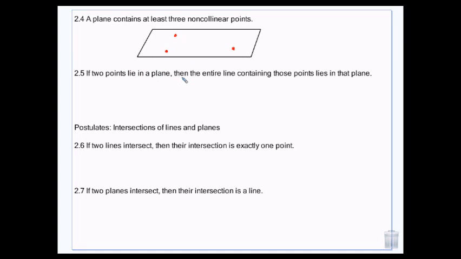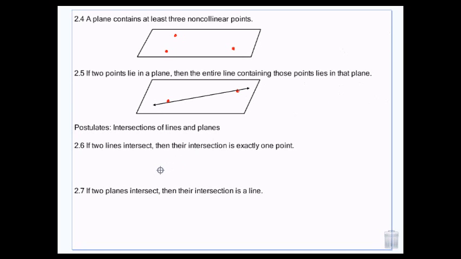If 2 points lie in a plane, then the entire line containing those points also lies in that plane. So I have a plane. I have 2 points. And I have the line, ooh, that's not pretty. I have the line going through those points. If the points are lying flat on this piece of paper, if I draw two dots on this piece of paper and then I draw a line connecting them, it's also on the piece of paper, right? So it makes sense.